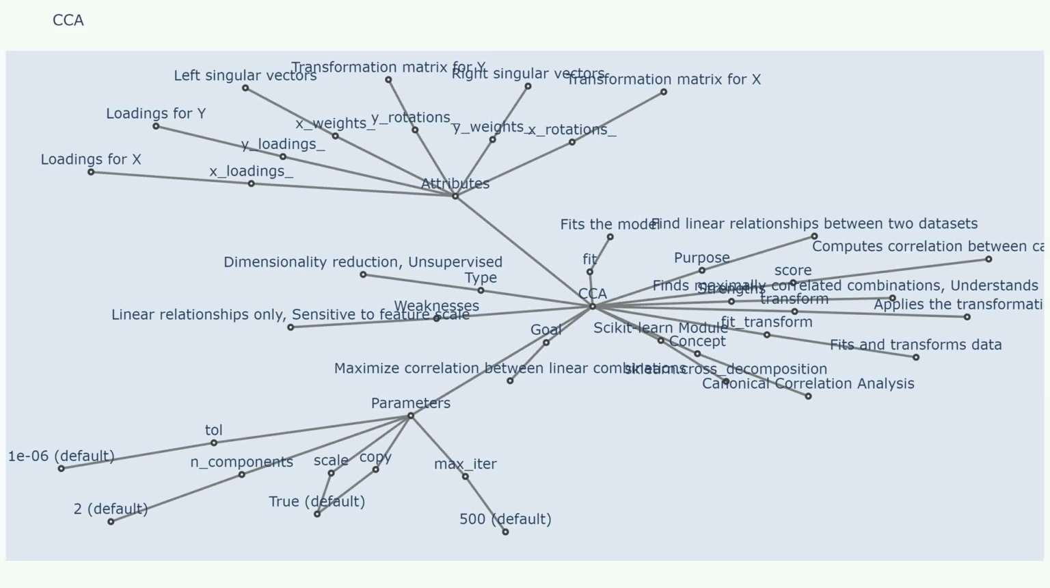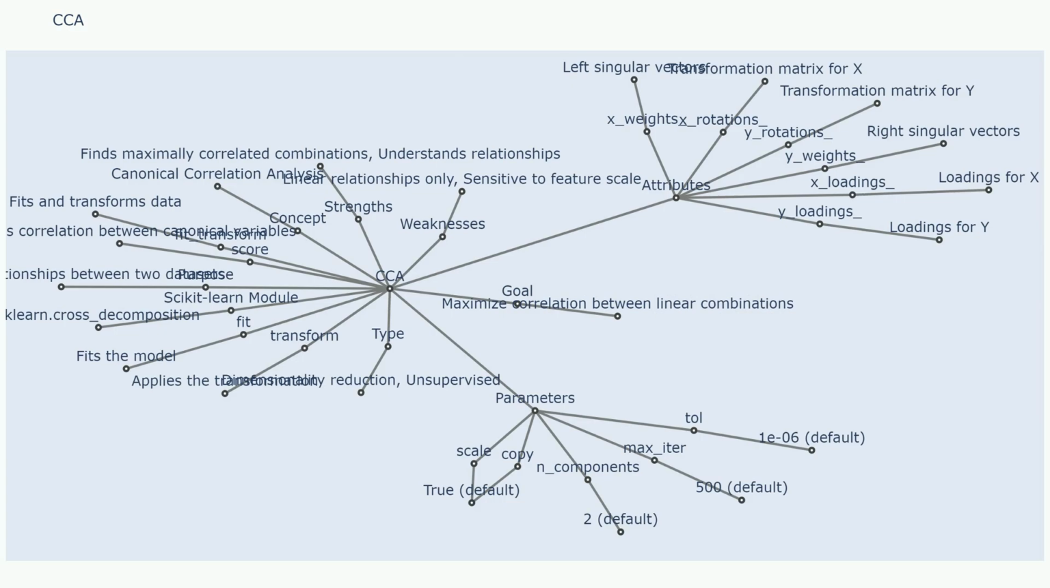YAML. Canonical correlation analysis. Description. Canonical correlation analysis (CCA) is a statistical method that aims to find linear combinations of two sets of variables that have the highest possible correlation. It is particularly useful for understanding the relationships between two sets of variables that may be correlated but not directly comparable.